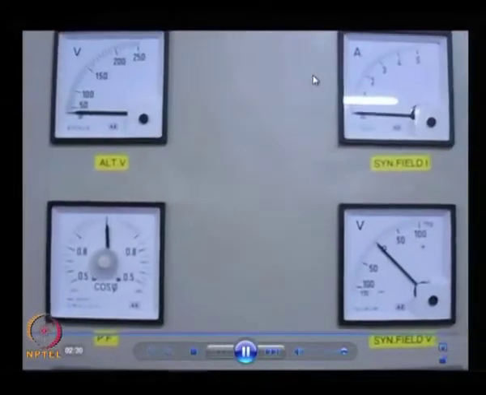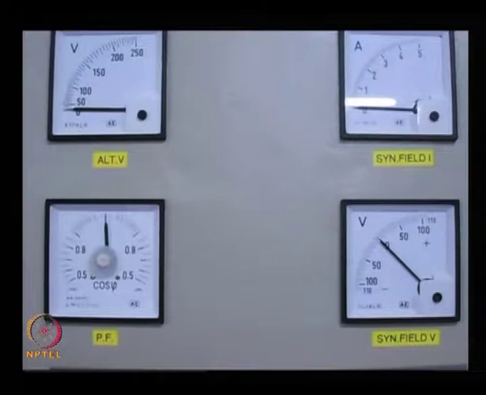Just by connecting the output of the machine to a diode bridge rectifier and feeding it back to the synchronous machine field, we are in fact able to demonstrate that self excitation can occur. Let me just repeat what I said, and draw a schematic of what I showed you.